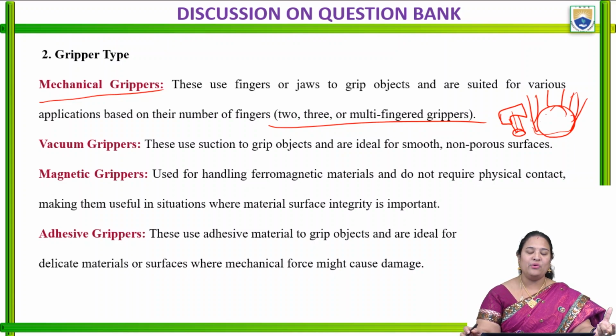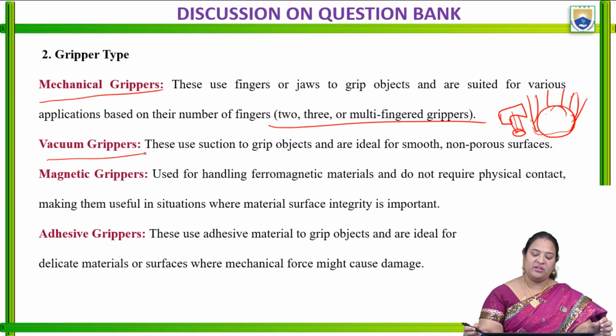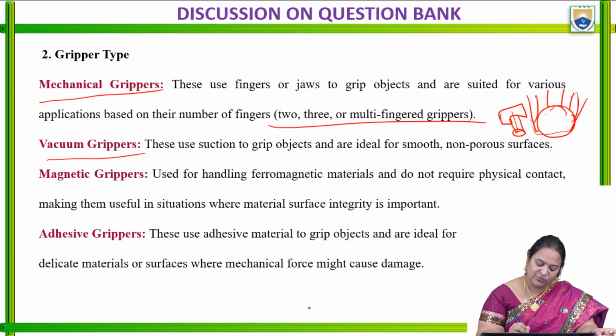If we have only a 2-fingered or 3-fingered gripper, what happens when we come across a circular object? It gets slipped easily. So when we go for multi-fingered grippers, it becomes easy to handle circular and soft rotary objects. Clear? Next, coming to the vacuum type of gripper. Generally, this vacuum type of gripper is in this form. See here.